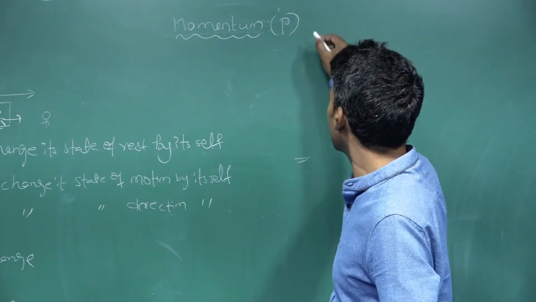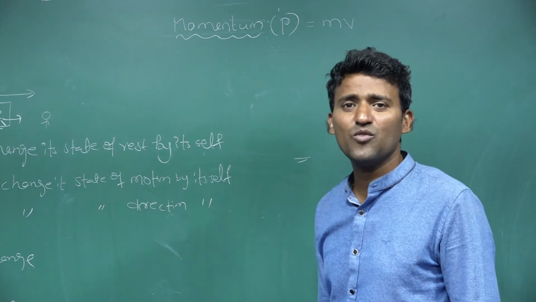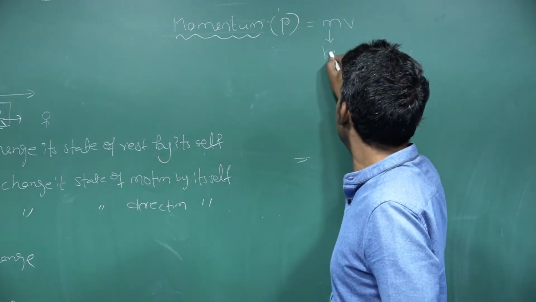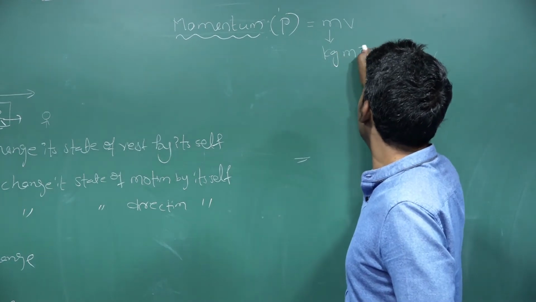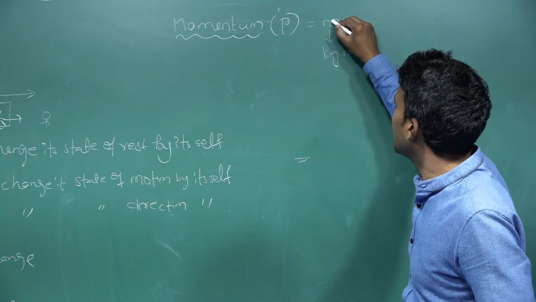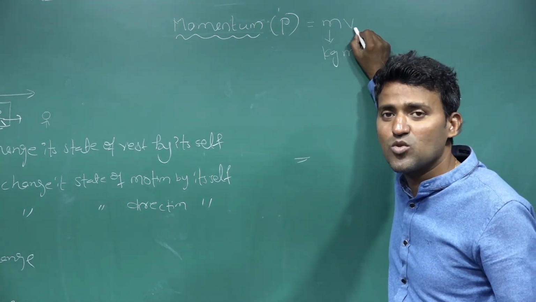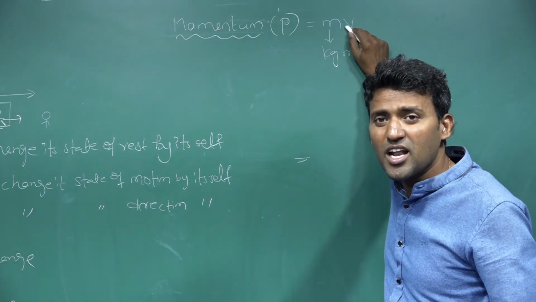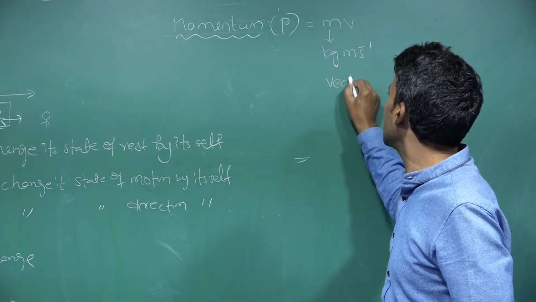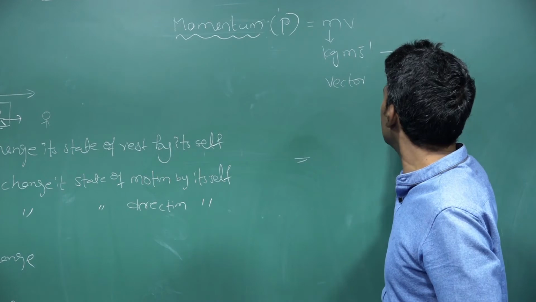It is the product of mass and velocity that is called momentum. Mass unit is kg, and velocity units are meter per second. Mass is a scalar quantity. Velocity is a vector quantity. Scalar times vector is nothing but a vector. So momentum is a vector quantity. And these are the SI system units.